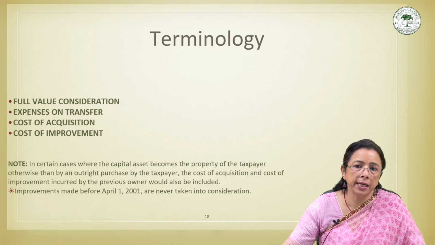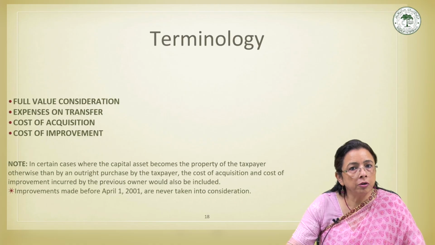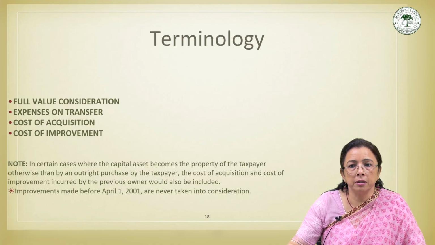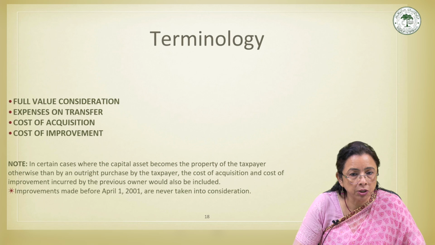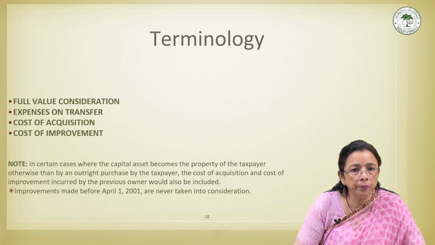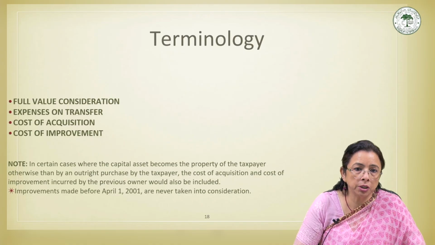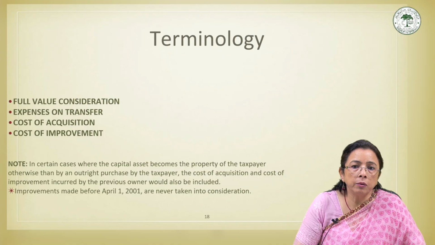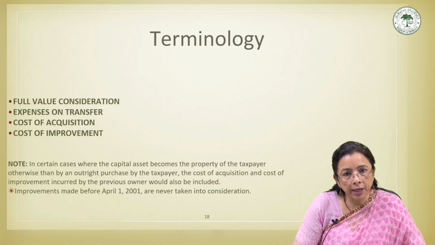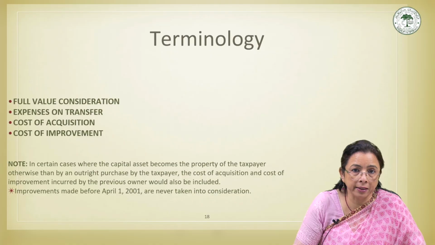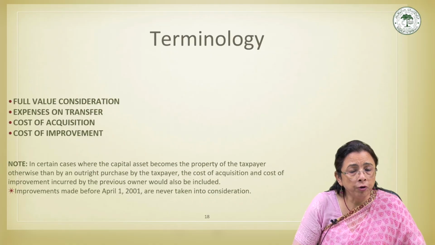In the Income Tax Act, there are four core components that are very essential to understand, which is before you. Full value of consideration, expenses on transfer, cost of acquisition, and cost of improvement. These elements together will determine the amount of taxable capital gain. So it is very important that first we understand this before we proceed further.